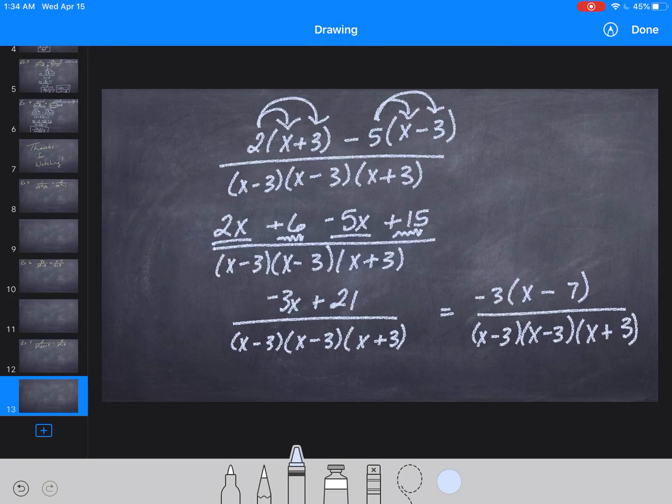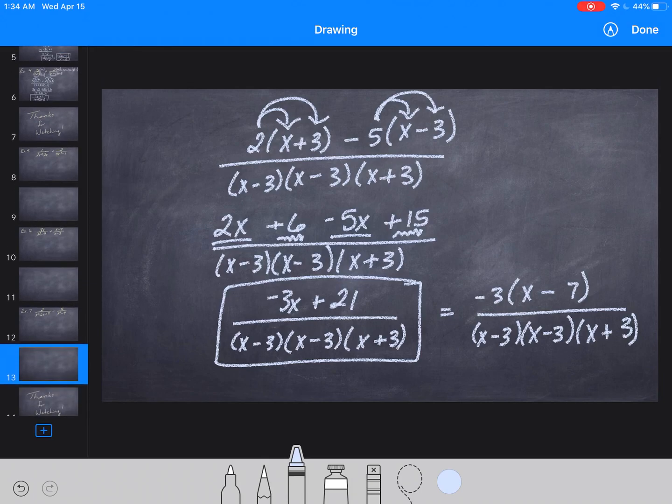I look at my factors to see if anything can cancel. I don't have any factors in common that I can cancel from my numerator and my denominator. So my final answer is the one that has the simplified numerator and the factored denominator. Do not have a factored numerator, because sometimes on the computer assignment it will count it wrong.